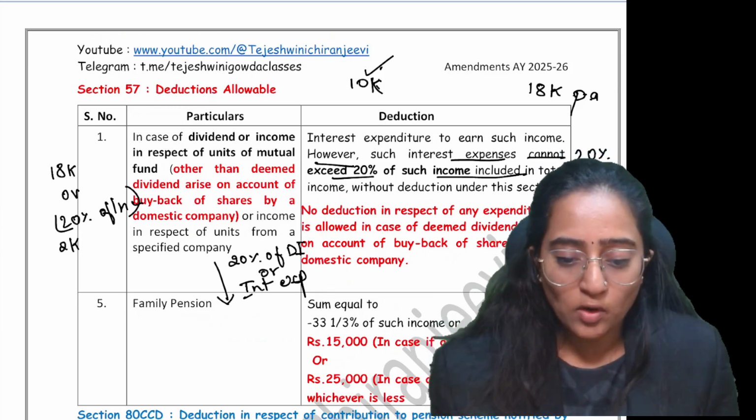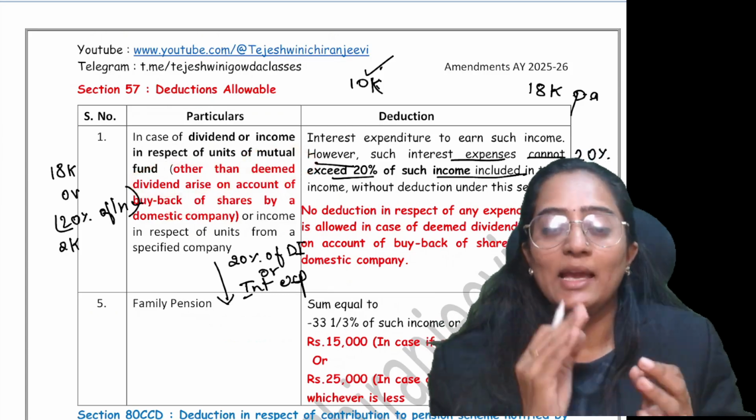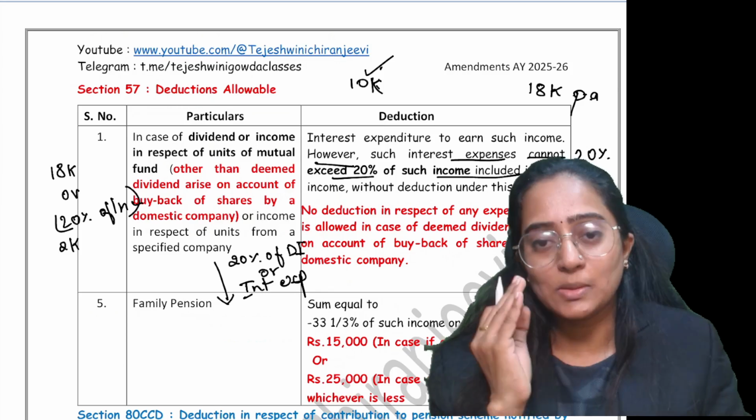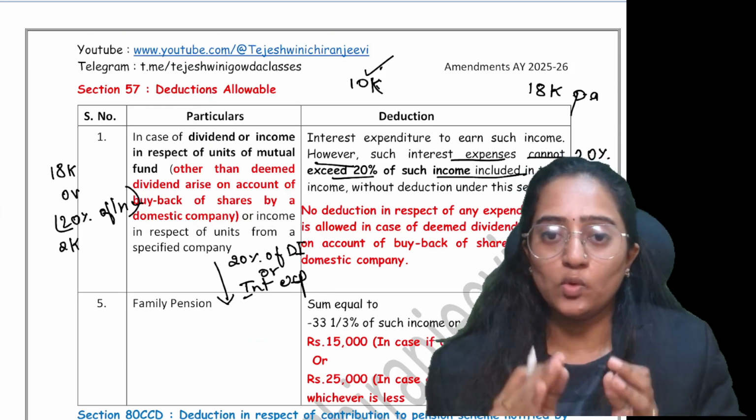But this deduction you cannot take in case of 2(22)(f). That is, you cannot take this in case of the deemed dividend which is arising in case of buyback under section 2 subsection 22(f). If possible, remember the section number 2(22)(f).